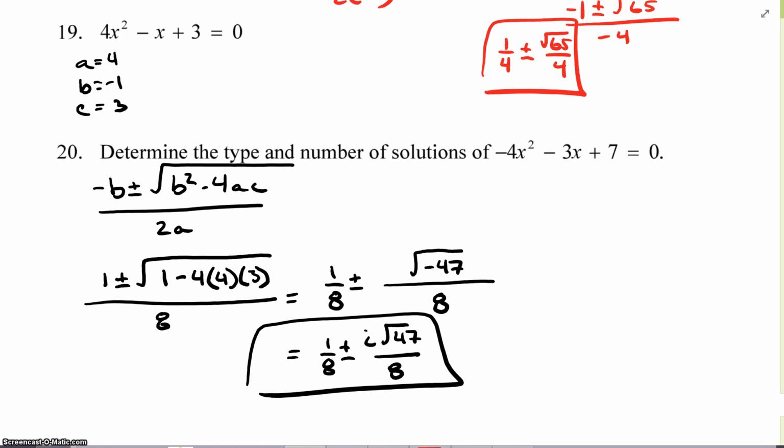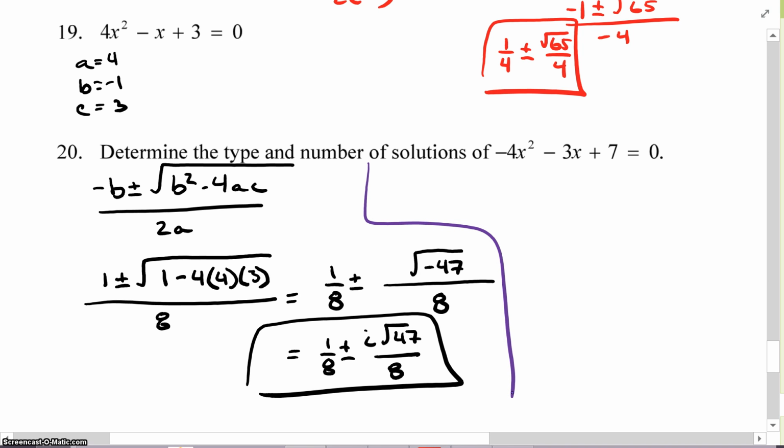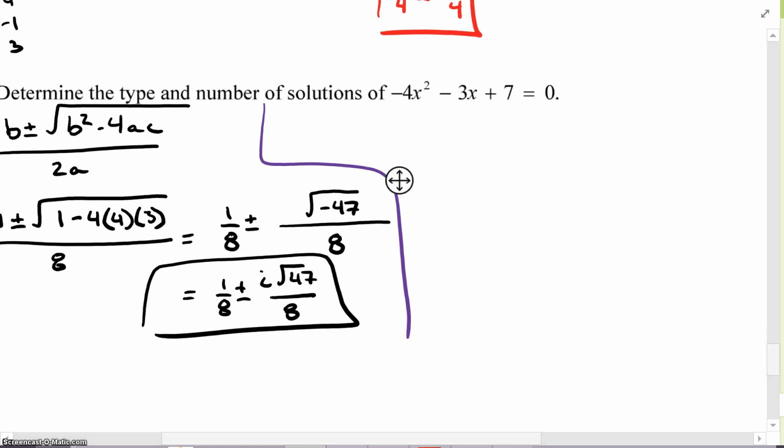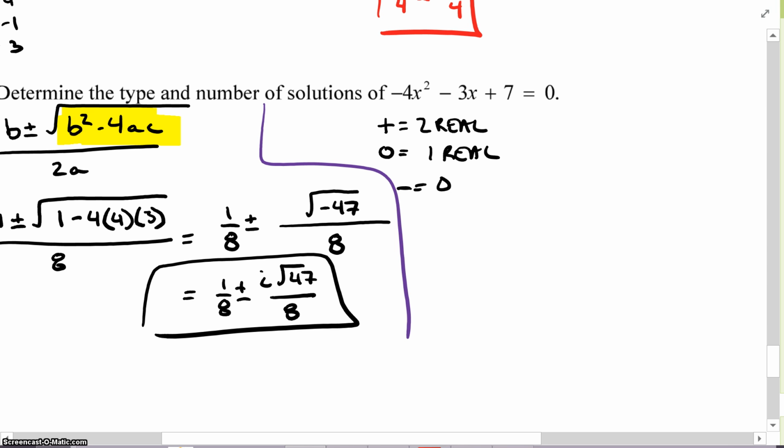Okay, last question. Determine the type and number of solutions of this equation. All right, well, how do we determine the type and number of solutions? Well, it goes to the discriminant. The discriminant is what's underneath the square root sign. So the discriminant is B squared minus 4AC. All right, and if the discriminant is positive, there are 2 real solutions. If it is 0, there's 1 real. And if it's negative, there's 0 real.